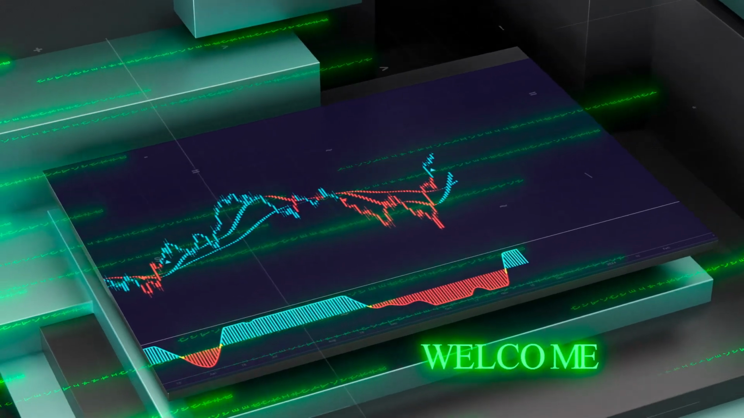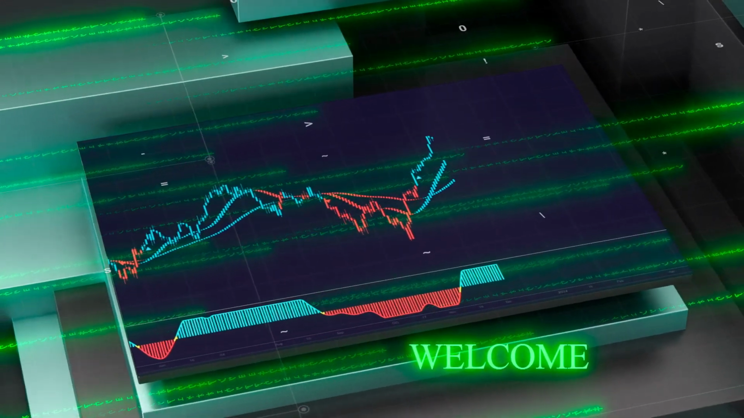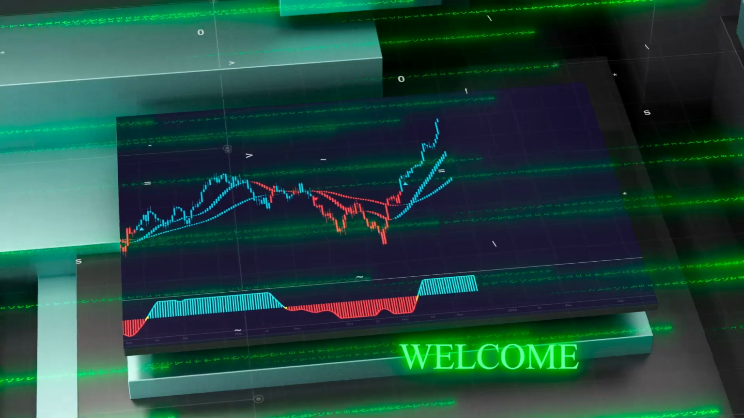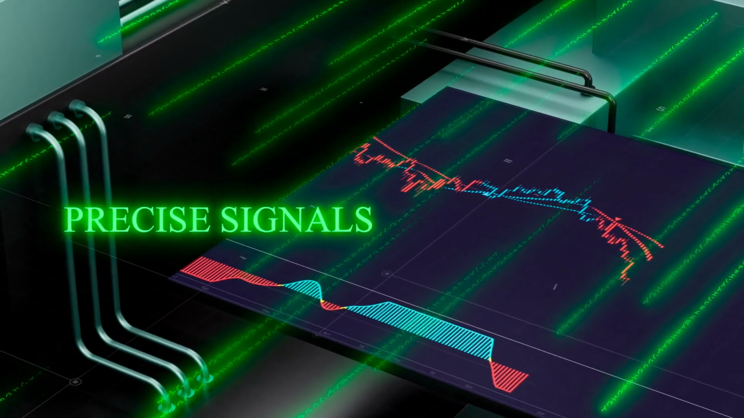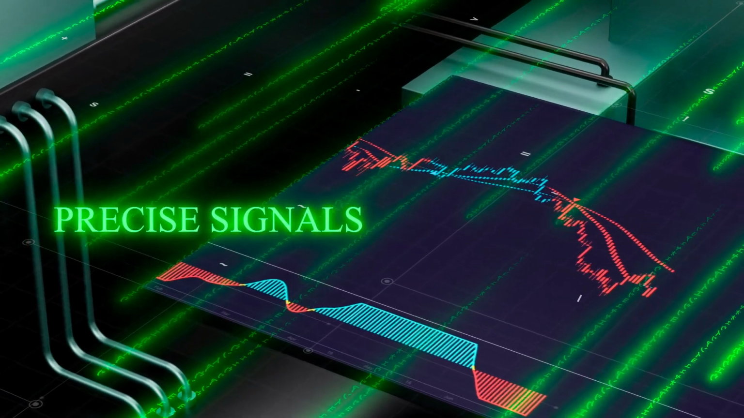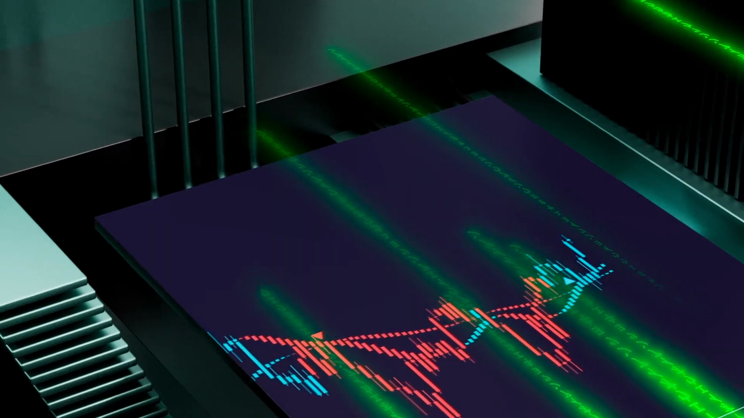Welcome. The strategy you will see below is able to give very accurate signals to identify possible trend reversal points in the market. Its accuracy is based on two incredible indicators that I will share with you today for free.